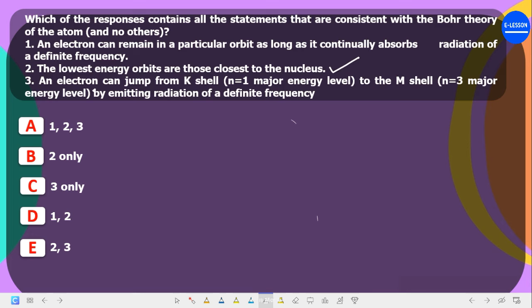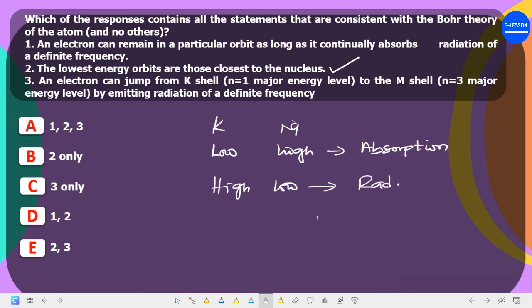So that is correct. Now, an electron can jump from K shell to M shell by emitting radiation. From K to M, is it increasing? Are you jumping from high to low or from low to high? From low to high uses absorption. When it absorbs radiation, it jumps from low to high. From high to low is what? Emission of radiation. So the correct answer to this statement is, this is false.